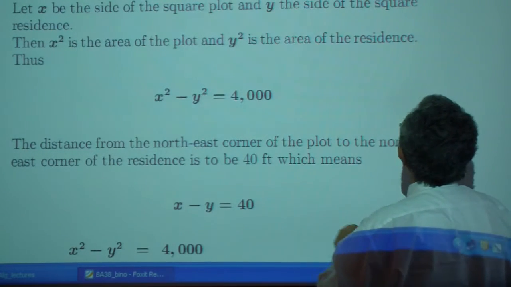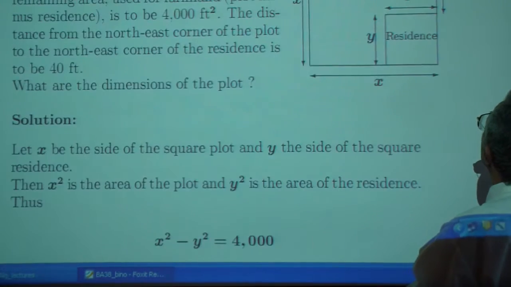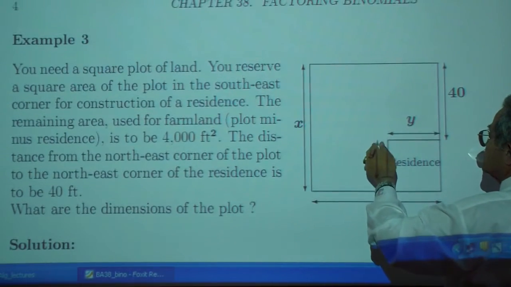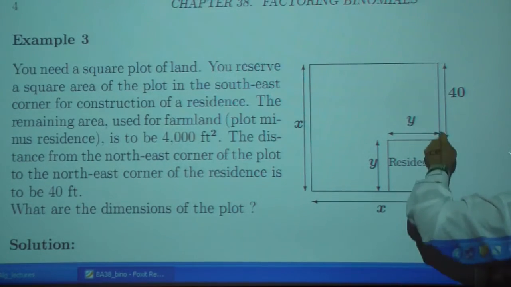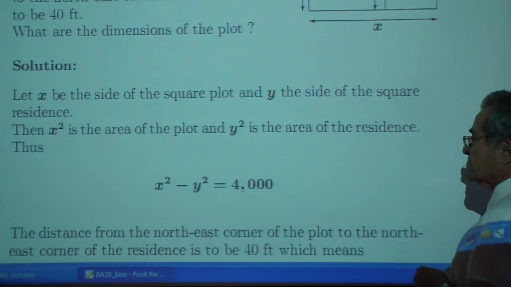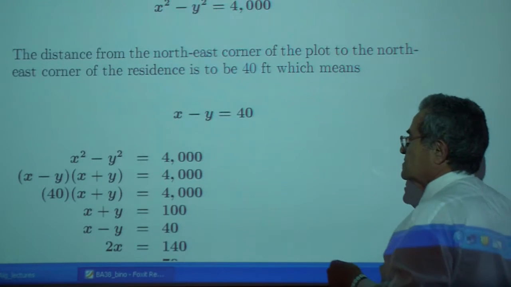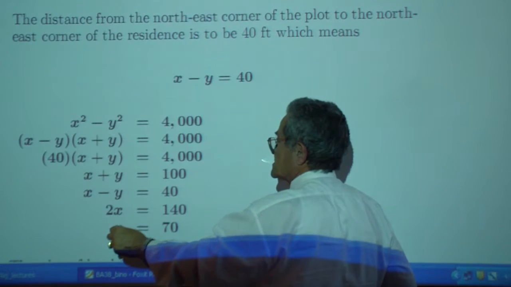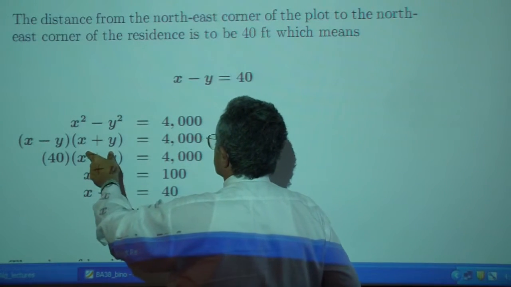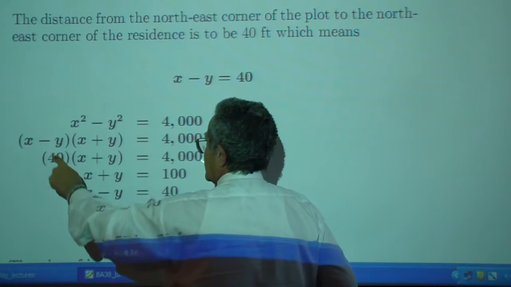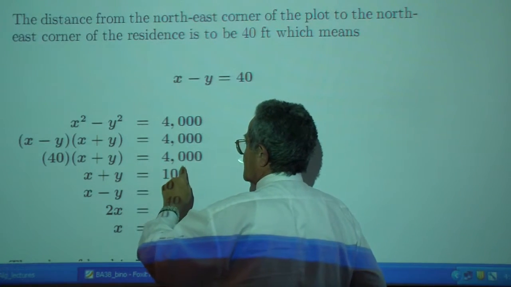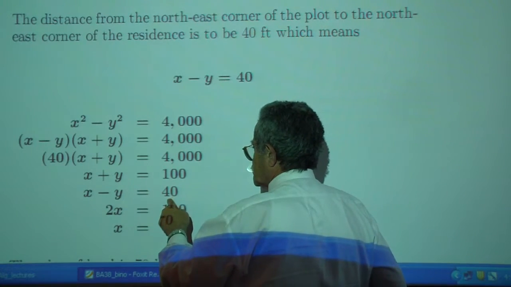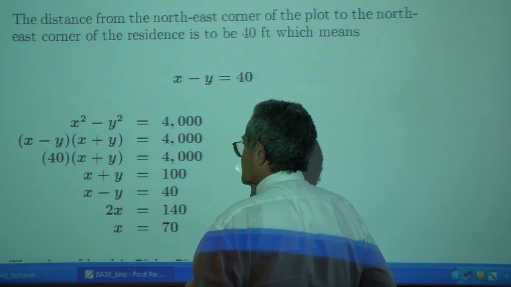And x minus y is equal to 40. Where did that come from? This is x, this is y, and x minus y is 40. So, we have x squared minus y squared, which factors as x minus y times x plus y, which is 4,000. X minus y was 40. Divide both sides by 40. You're left with 100.